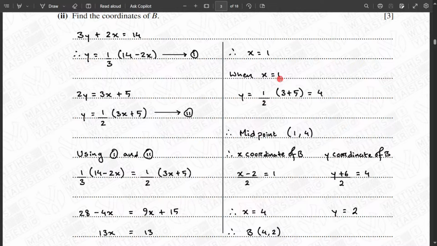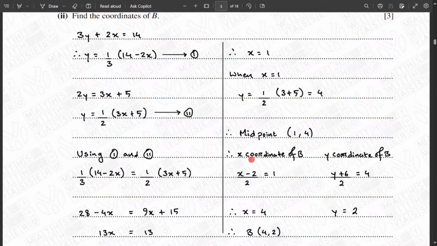So when x is equal to 1, we can substitute this value in any of these equations. But it's easier to use equation 2. So y is equal to half of 3x. So 3 times 1 is 3 plus 5. And that will give us 4. So basically, the point of intersection is the midpoint of the line AB. And that is 1 and 4. The midpoint is 1 and 4.